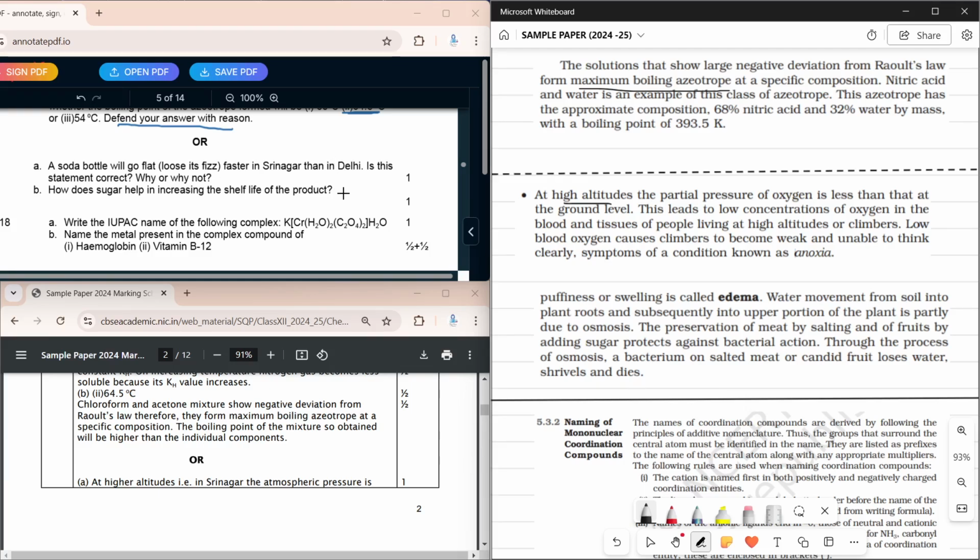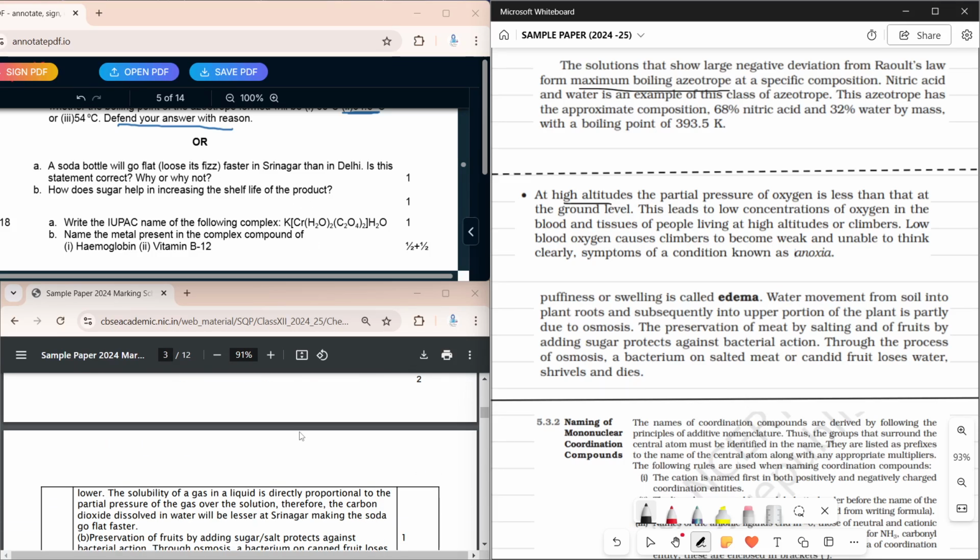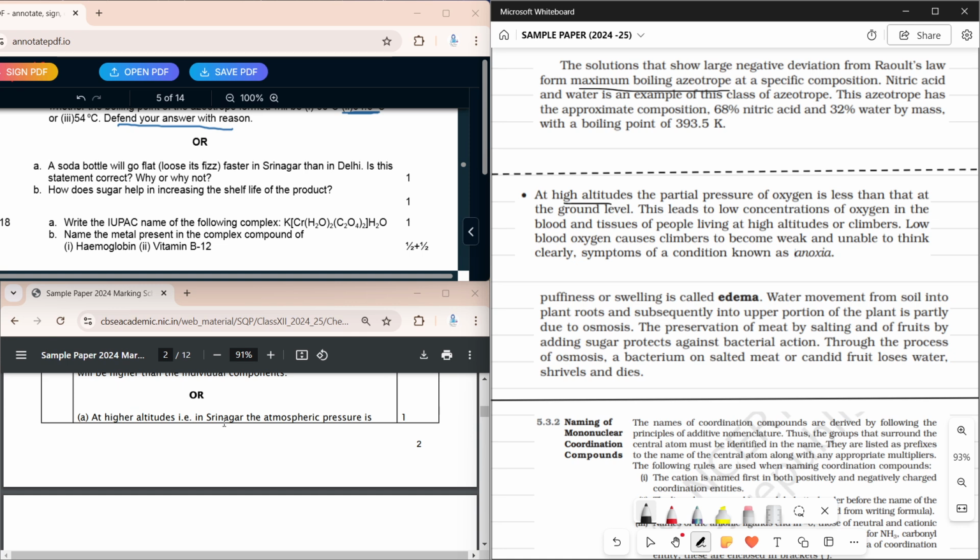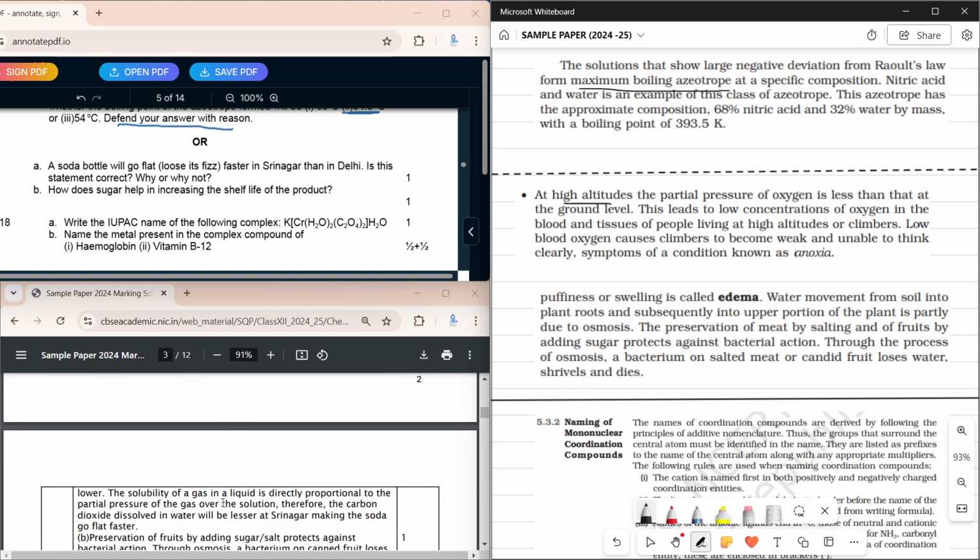And because of this decrease in concentration, it loses fizz faster at higher altitudes. So that's what it says over here. At higher altitudes, the atmospheric pressure is lower. Solubility is directly proportional to partial pressure over the solution. So carbon dioxide will be dissolved lesser in Srinagar, making the soda go flat faster. So this is related to the concept of Henry's law.